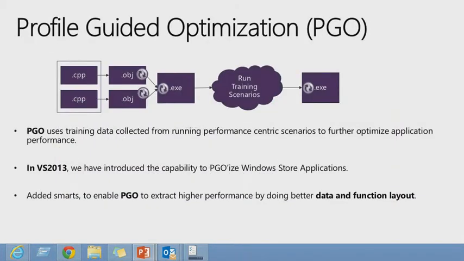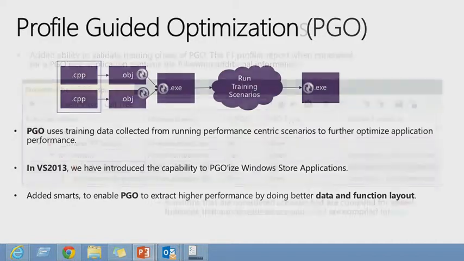The next optimization that I want to talk about is called profile guide optimization. Profile guide optimization uses training data collected from running performance-centric scenarios to further optimize application performance. In Visual Studio 2013, we have introduced the capability to Pogoize Windows Store applications. So if you have a Windows Store application that's performance savvy, then you should use this optimization to benefit from it. Lastly, in VS 2013, we've also added smarts to Pogo, such that Pogo can now extract higher performance by being able to do better data and function layout.